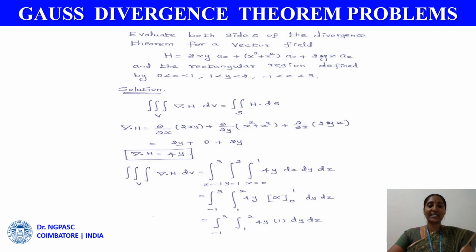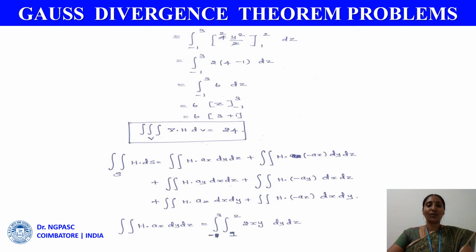So the LHS, the triple integral of del dot H, is equal to the integral of 4y dx dy dz. We have to integrate that with respect to x, y and z respectively. When we integrate, we get the value 24. So LHS, the triple integral of del dot H dv, is equal to 24. Next we have to calculate the RHS.